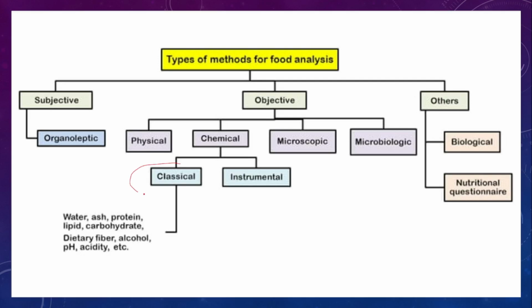In our syllabus, we have the overview of classical or basic methods of food analysis. In this, we have the analysis of water, ash, protein, lipid, carbohydrate, dietary fiber, alcohol, pH and acidity. We will discuss this in a later video in detail. Now we are going to explain the subjective, objective and other methods in brief.